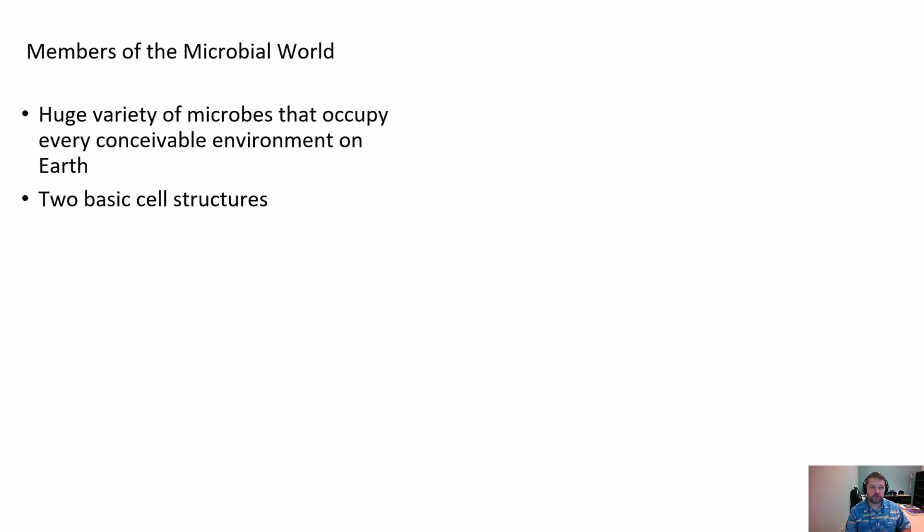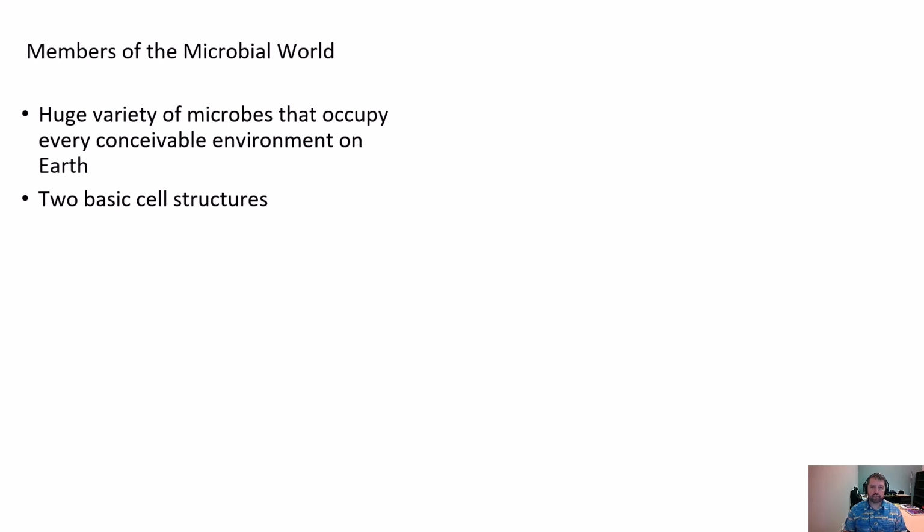Today we're going to discuss the members that make up the microbial world, and basically how they're classified. In microbiology, people often use the term microbes, and when the term microbes is used, that means things that are living and non-living. If the term microorganism is used, organism suggests that the entity is alive.